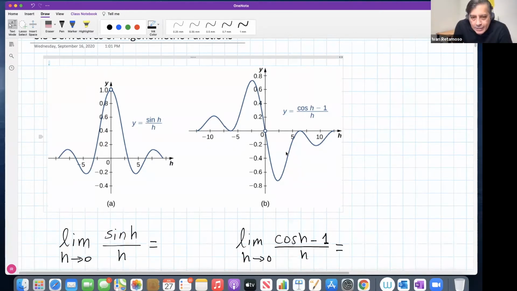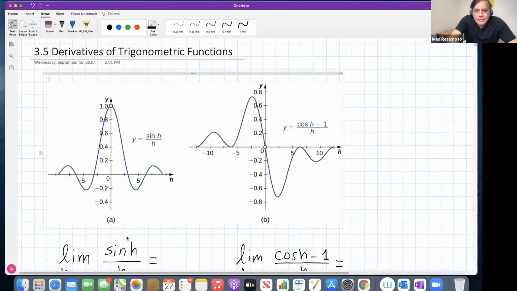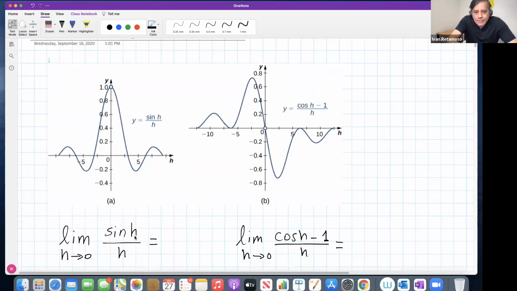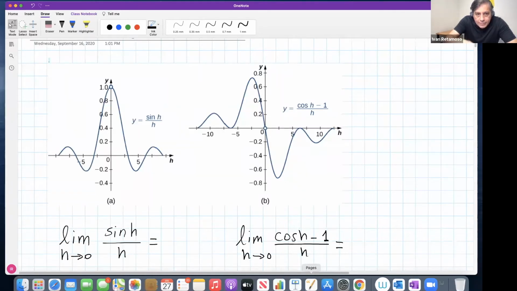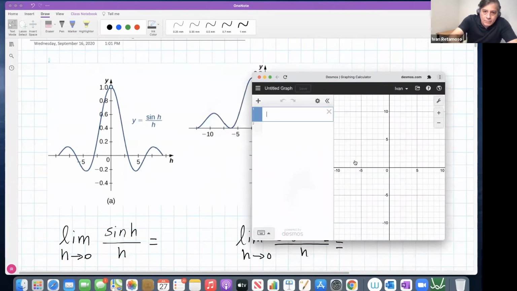We just started. We are trying to remember these basic results from these two functions, sine of h over h, cosine of h minus 1 over h. If we take the limit of this function whose graph is this, right? And you may say, Professor, how do you know the graph is that? Well, guys, you have Desmos graphing tool, right? So whenever you want to check, verify that the graph is indeed what it's supposed to be, right?